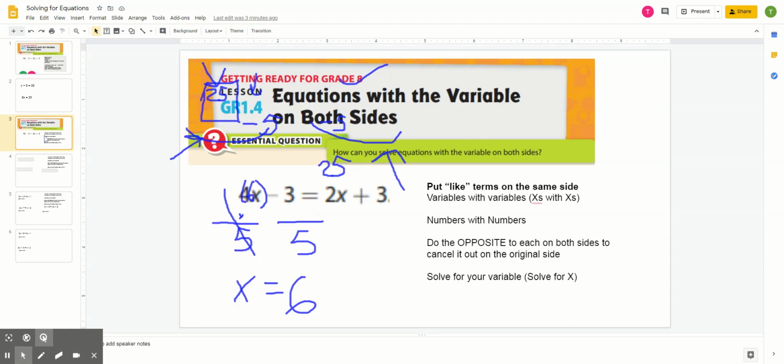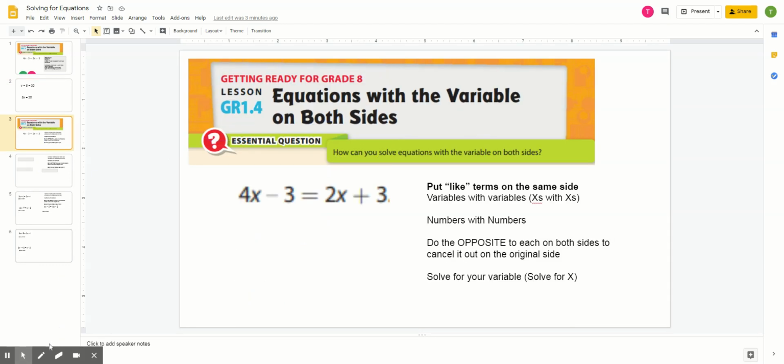We do the same thing now, but the only difference is we're going to have x's on both sides of the equation. So you have to decide which side you want to go to. Here are the steps on how to do it. Put like terms on the same side: x's with x's, variables with variables, numbers with numbers. I need to put the x's together, and I need to put the integers, the numbers, together.